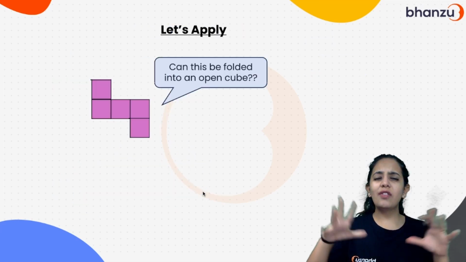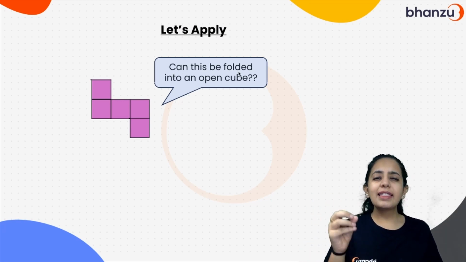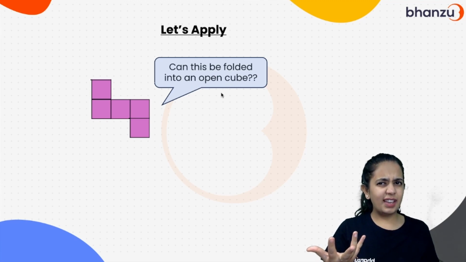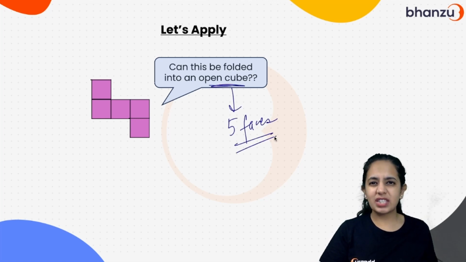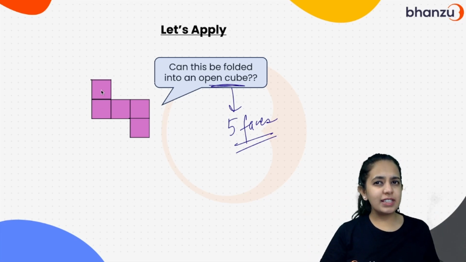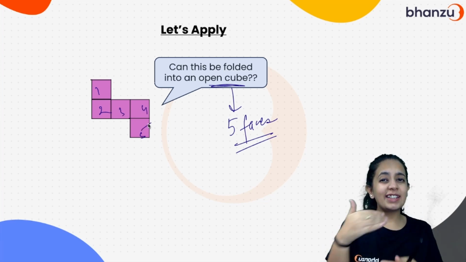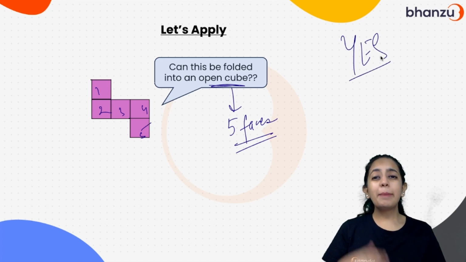Now, let's apply all of our understanding to the question that I asked you in the beginning. The question was, can this be folded into an open cube? What do you think? It can? Yes, obviously it can. What is an open cube? An open cube has 5 faces. It doesn't have 6 faces like a normal closed cube. And how many faces does this net have? 1, 2, 3, 4, 5. Yes, we can actually fold it into an open cube. Alright, so the answer to this question is a big yes.